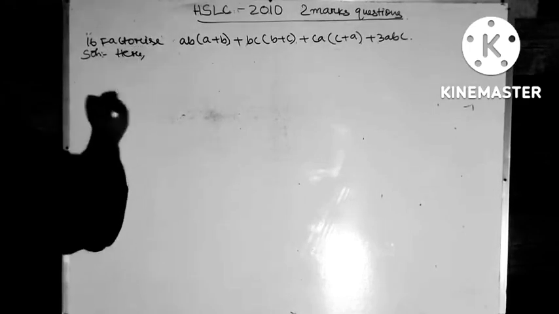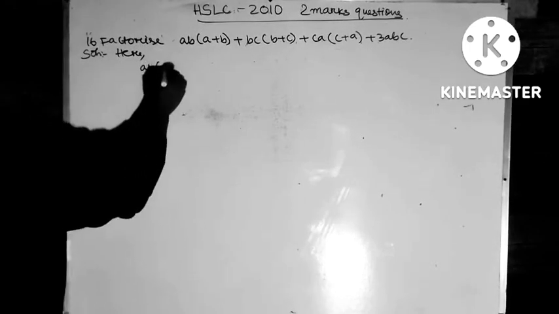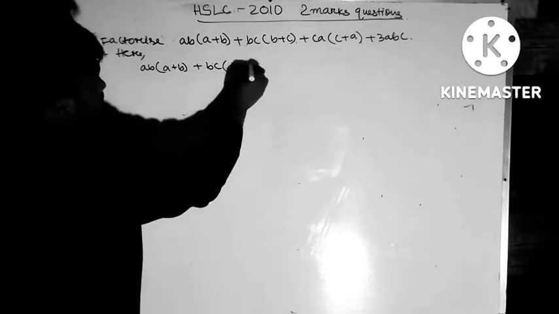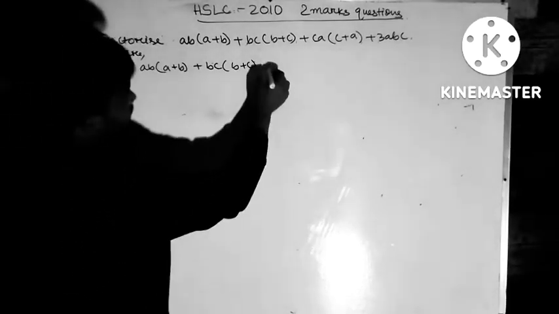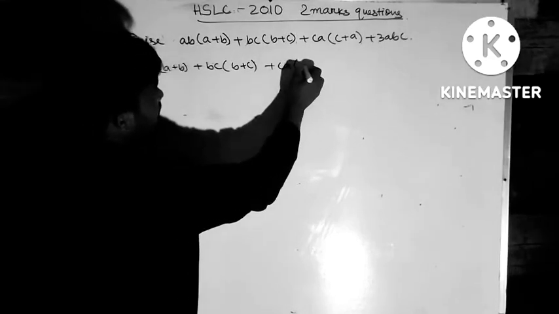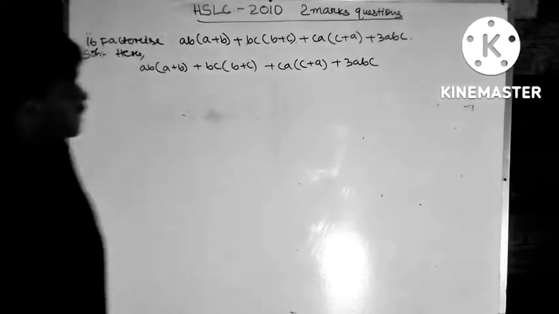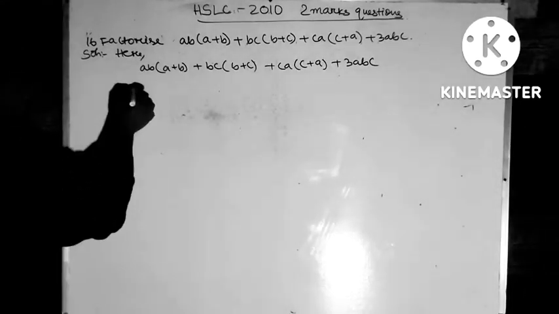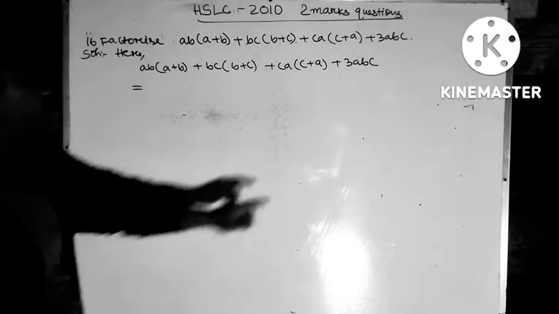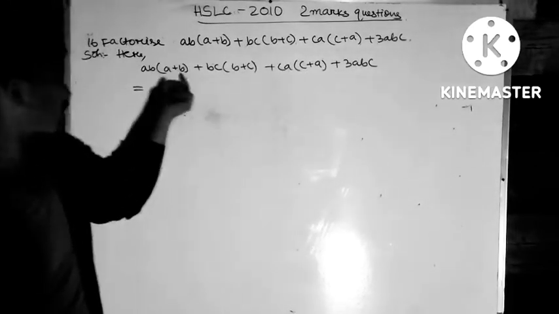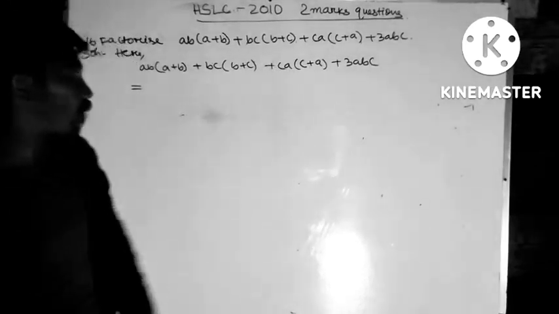So let's write AB into A plus B, plus BC into B plus C, and plus CA into C plus A, plus thrice ABC. Now the solution starts here. What I'm going to do is split this into 3 parts, and put one part in every term. Alright, one term each.